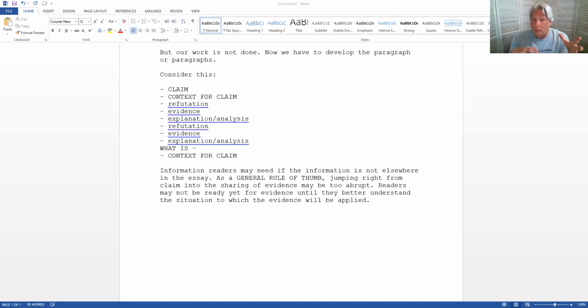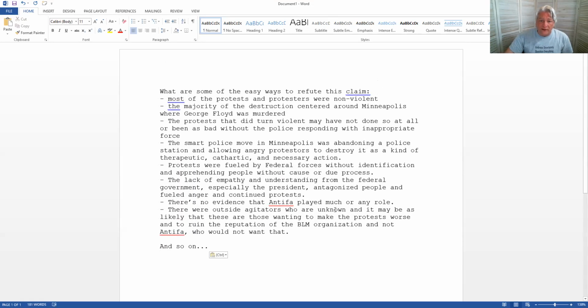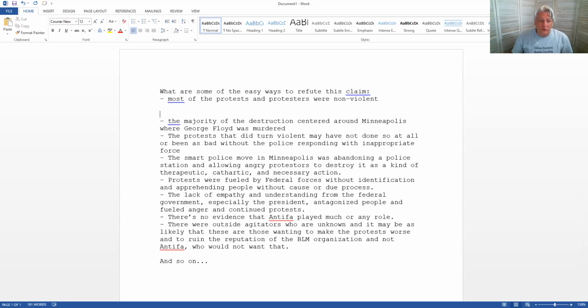Now we want more complex structures. We might want a 2-paragraph introduction because we have a lot of context, or we want to do a very sophisticated hook. And we might use paragraphs in sets, and I'll have more to say about that in a few minutes. So let me get into some of the easy ways to refute this claim. Some of the easiest things. And here, let me work it through so it's a little easier to see.